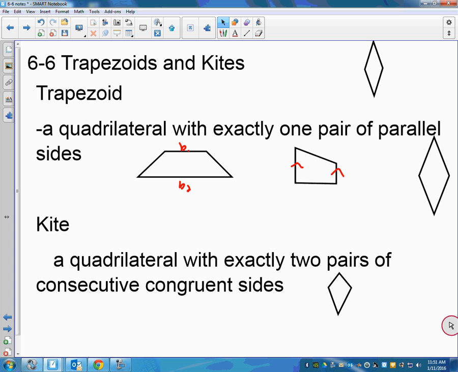It's a quadrilateral with exactly 2 pairs of consecutive congruent sides, which means like these 2 sides are congruent and these 2 sides are congruent. So it's not opposite sides that are congruent, it's consecutive sides that are congruent.